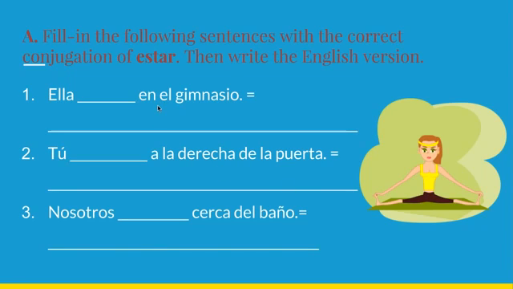First one we'll do together. So ella, what verb are you going to put there? What form of estar? If you look at your chart, you're going to use: Ella está en el gimnasio. And then you're going to translate that to mean: she is in the gymnasium. Go ahead and pause the video and do 2 and 3, and then you'll correct your answers, of course.